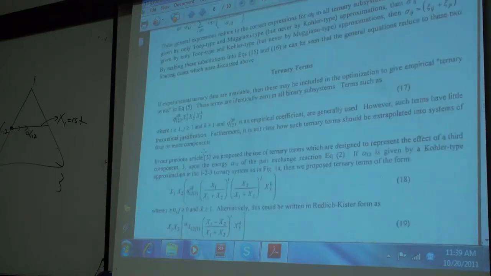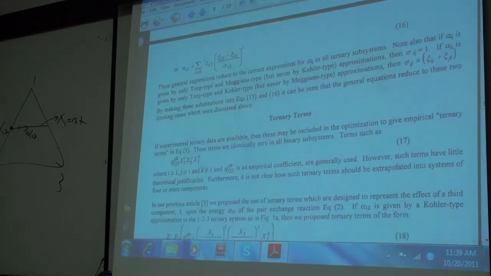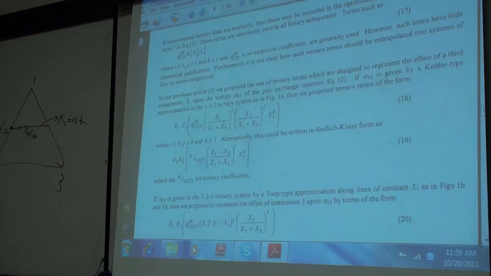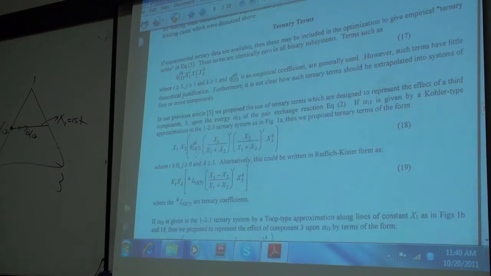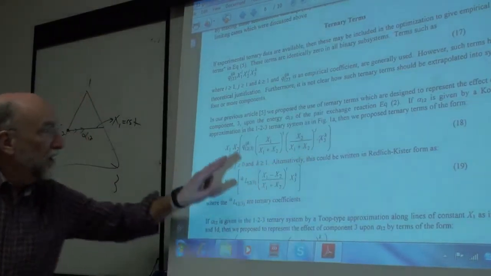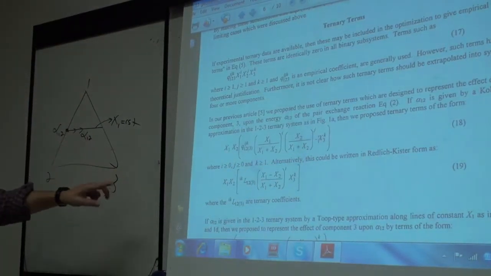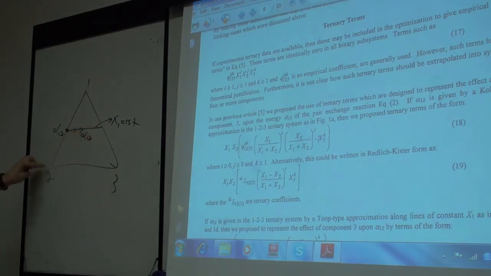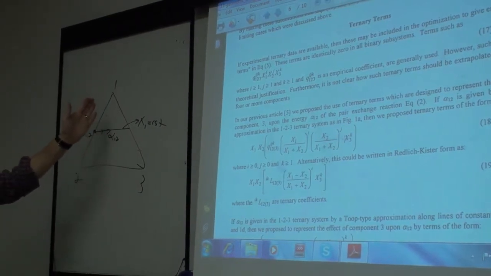A term like this is just sort of a strict... This kind of thing is really nothing to do with the binary interactions. It's just a ternary empirical thing you add. This, I think, has a little more physical sense. I don't pretend it has a great deal of physical sense, but this ternary term gives you the effect of x3 on alpha 1, 2. Then you could also add ternary terms for the effect of 2 on alpha 1, 3, and you have ternary terms for the effect of 1 on alpha 2, 3.